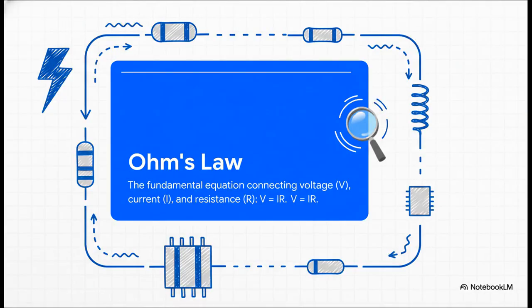Now the math behind this is the famous Ohm's law. V equals I times R. Voltage equals current times resistance. This is the absolute bedrock equation for pretty much everything we do with resistors. It's the tool we use to calculate exactly what's happening in our circuit.